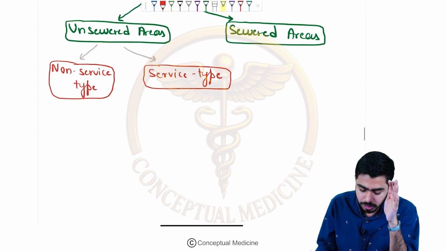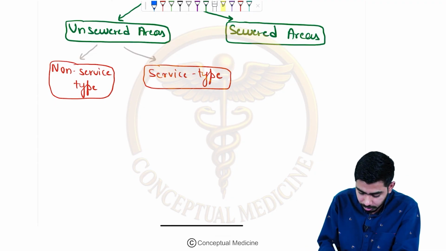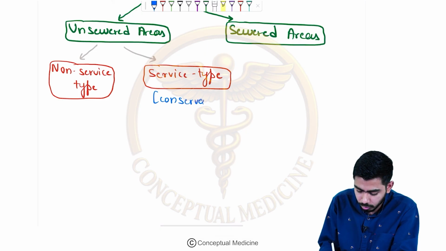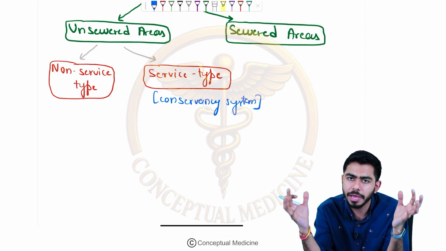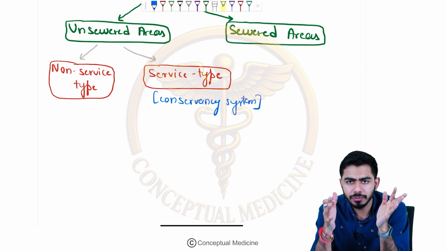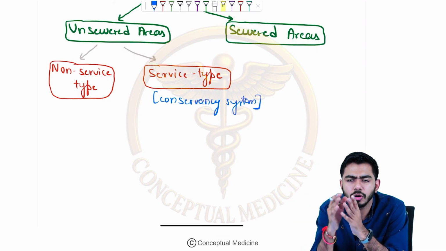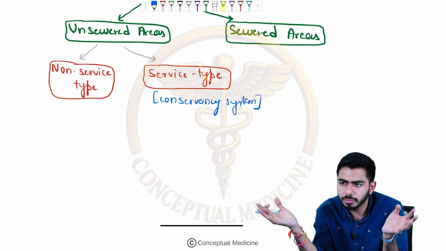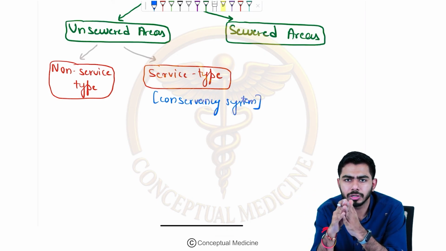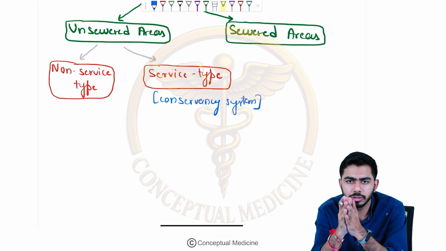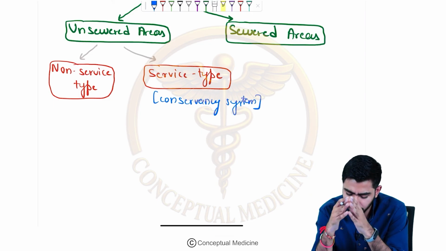Now in the service type, guys, this is the conservancy system. It is not used anymore, because in this particular method they were collecting the night soil manually and disposing of it by burying or composting methods. They would go home to home, collect the night soil and dispose of it by the burying method or the composting method, like the Bangalore method I told you about. But it is not used anymore now. This is the conservancy system.